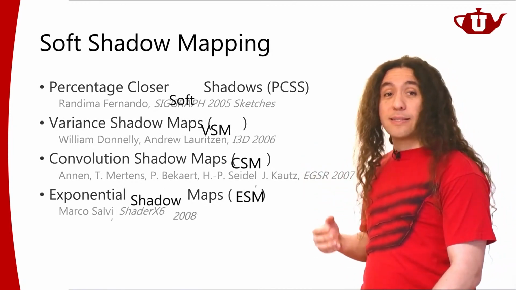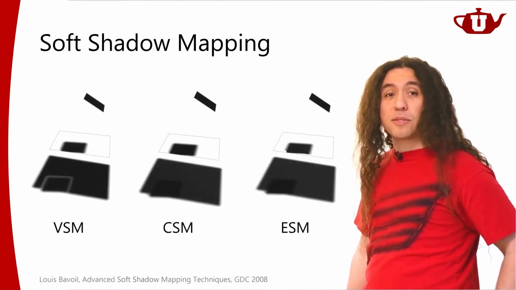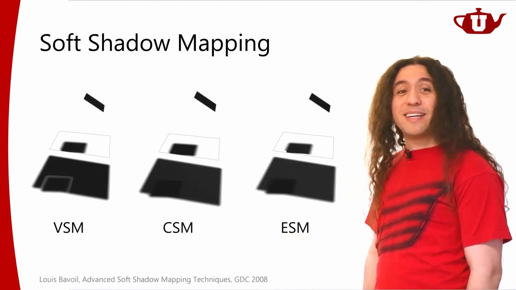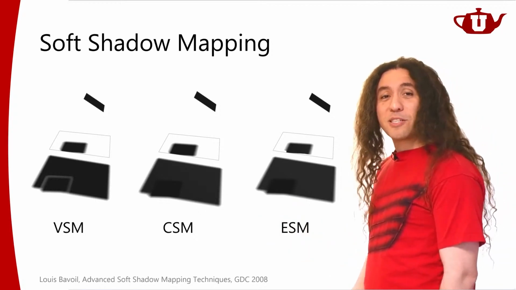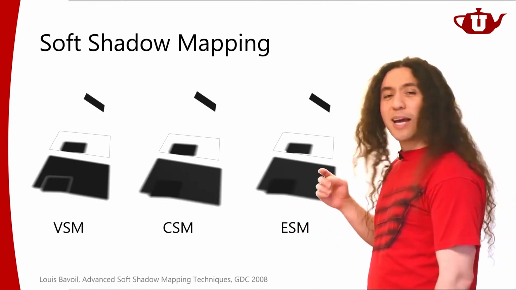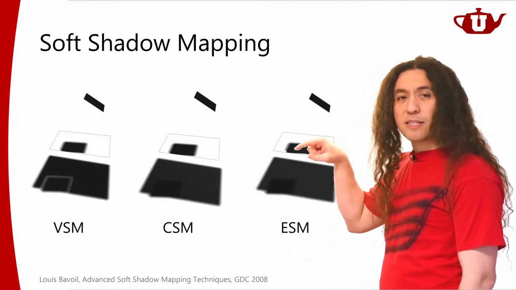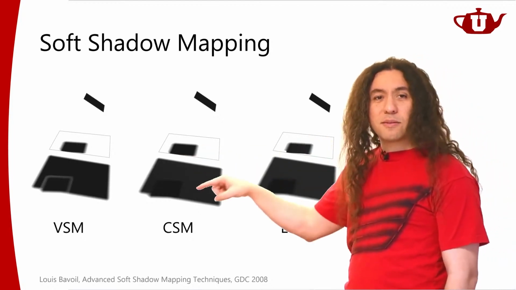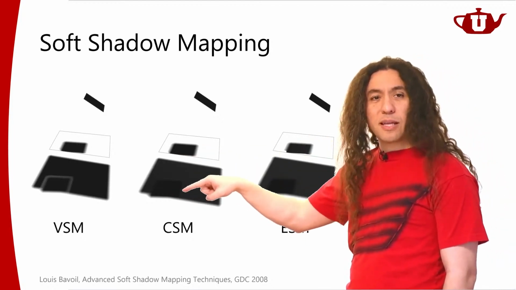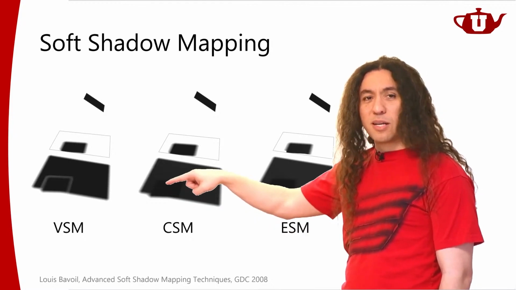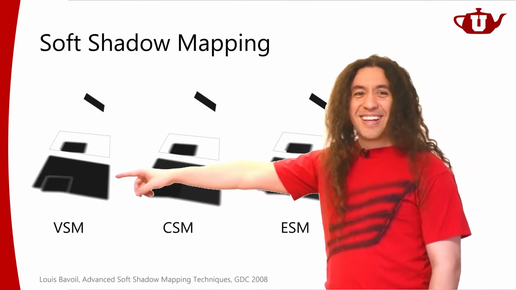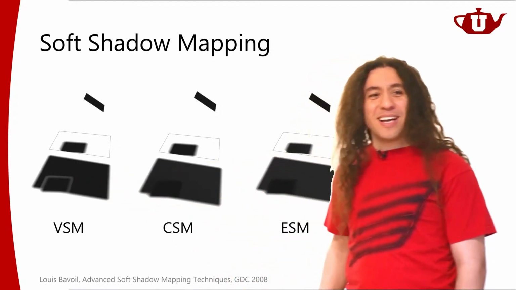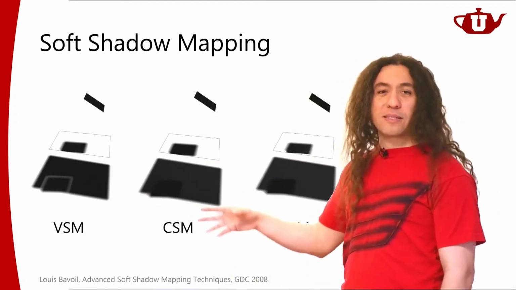If you look at some examples of variance shadow maps, convolution shadow maps, or exponential shadow maps, you'll see that they produce different artifacts here and there. I'm not sure if you can see, but this part is darker than this part, and there's no reason for that. There's some shadow edges over here. So they're not going to be perfect, okay?